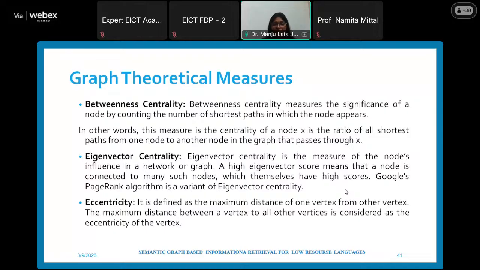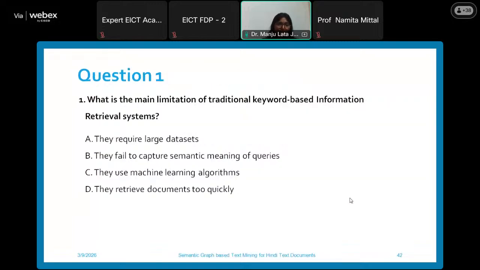Eccentricity is defined as the maximum distance between a vertex and all other vertices, considered as the eccentricity for that particular vertex. So these were some of the graph theoretical measures, which in themselves are very powerful to compute the performance of any semantic graph, or very helpful for text mining and information retrieval purposes. I also took these measures into consideration when I experimented with text summarization and keyword extraction using semantic graphs, and I got good results, comparable to earlier benchmark algorithms.